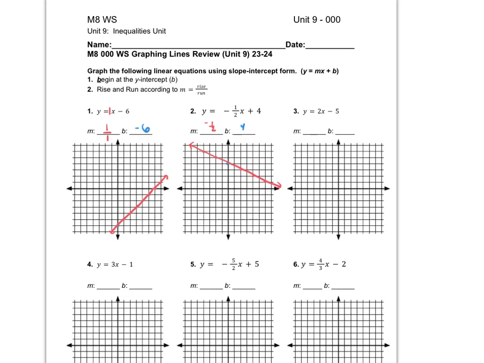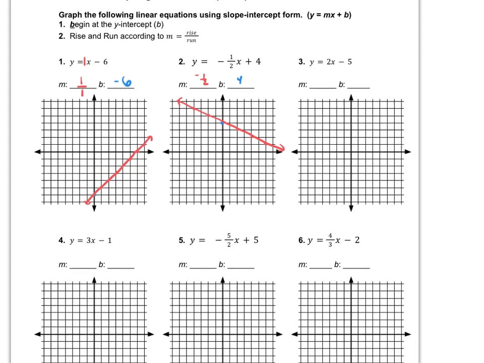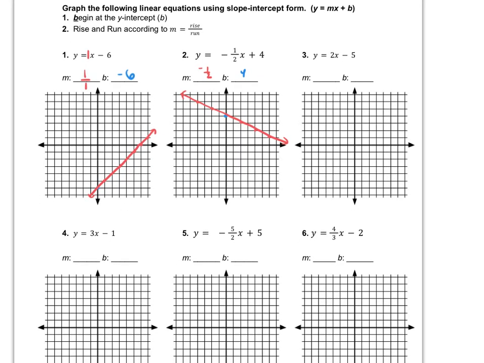So what I want you to do right now is pause the video, and try graphing examples 3 through 6. I want you to start by graphing the y-intercept first, or b value, and then rise and run according to the slope. Pay particular attention to the sign of the slope to make sure if it's negative that your line is a negative slope. And then when you're ready to check your answers, press play.